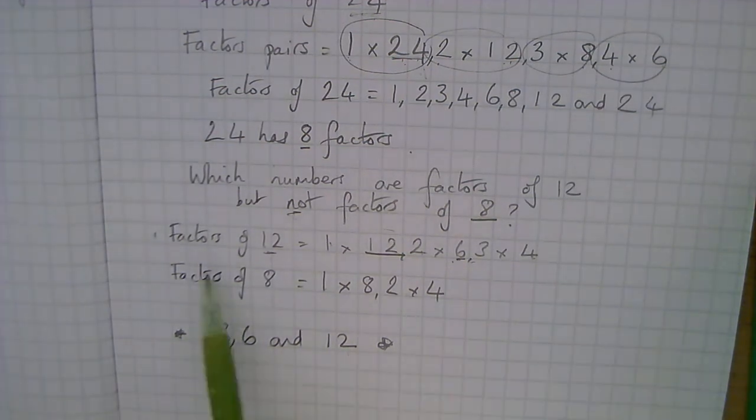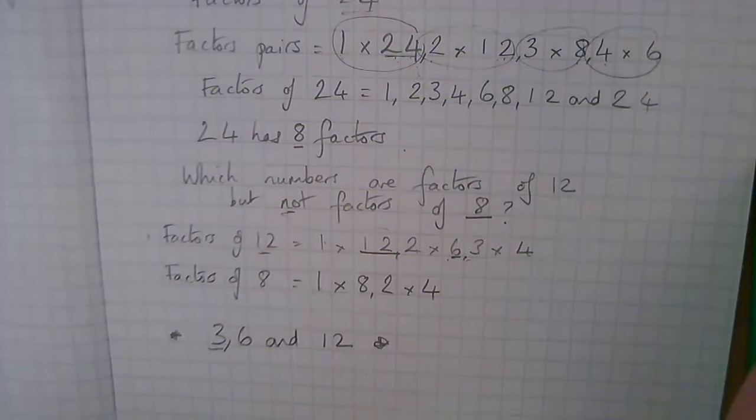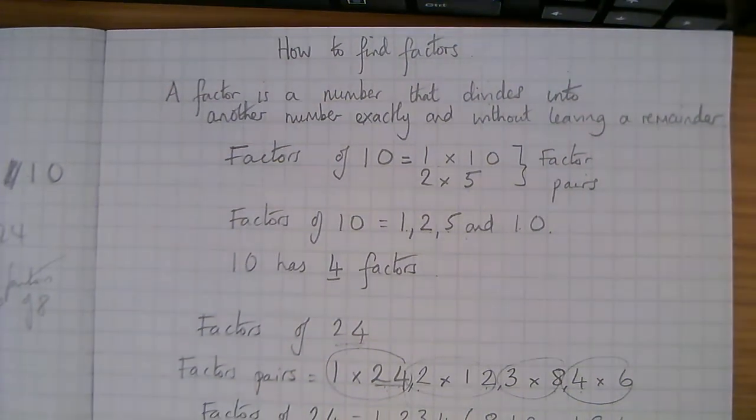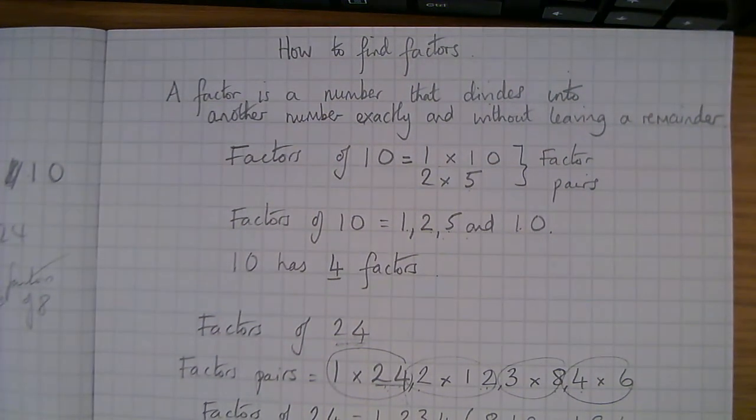And following this method of writing out the factor pairs and working out the factors is a really good way of answering those questions in assessment type situations. So just a quick reminder how to find factors. A factor is a number that divides into another number exactly without leaving a remainder. So the first thing we do is work out the factor pairs.